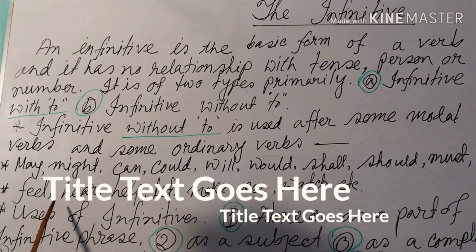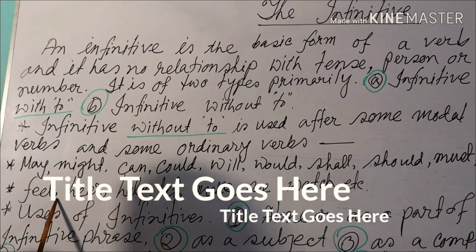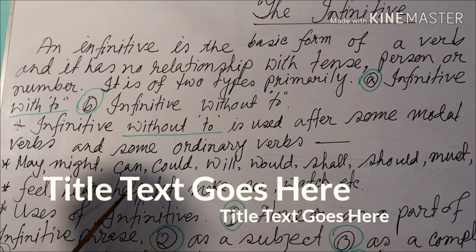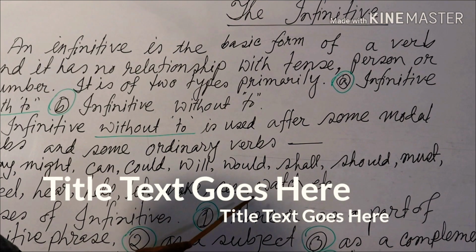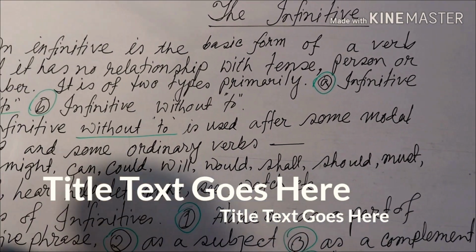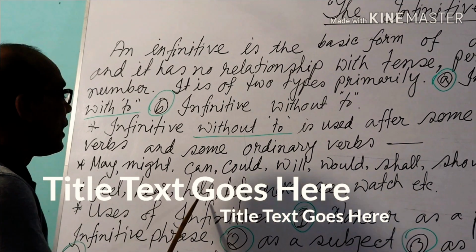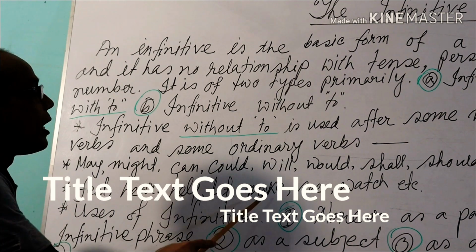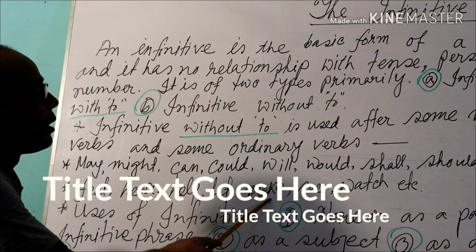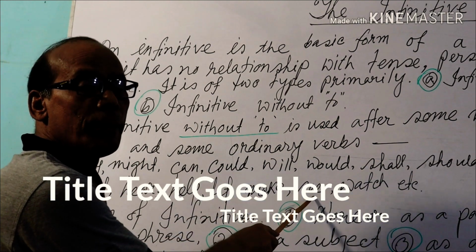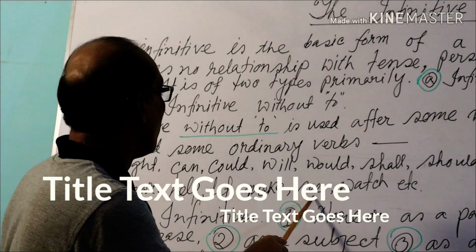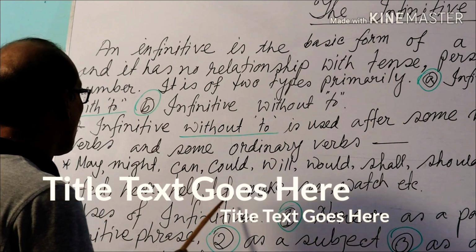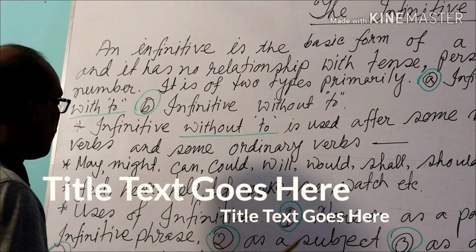In the same way, we also use bare infinitive after some ordinary verbs. Suppose here you see feel, hear, help, let, make, see, etc. For example, I helped him go there. I made him do the work. I saw him come here. In this way, the bare infinitive is used after these ordinary verbs.